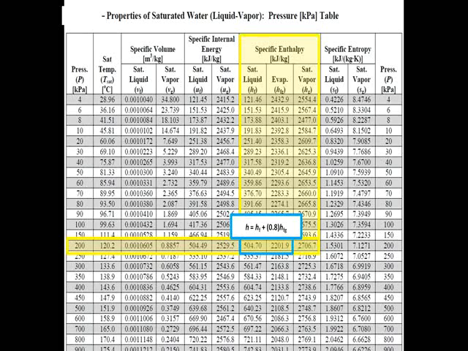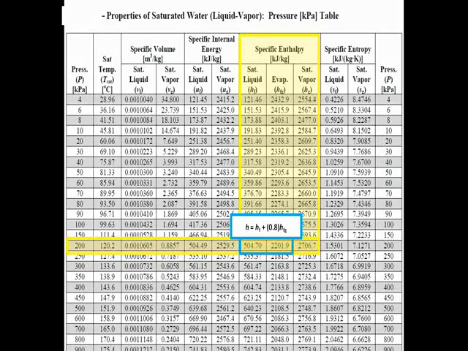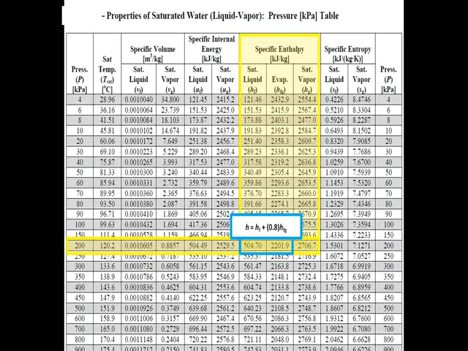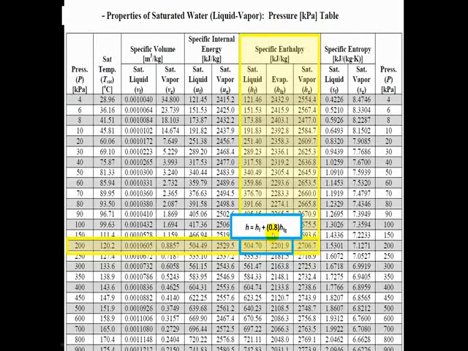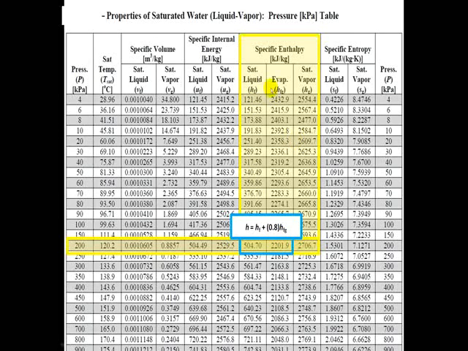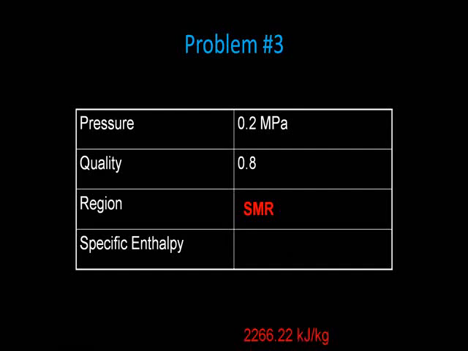So we're going to use the formula from our quality relations of table 4.1 on page 4-9, which states that enthalpy at our state is equal to the saturated liquid enthalpy plus our quality, which happens to be 0.8, times our enthalpy of evaporation, which is, in this case, 2,201.9. We plug that in, and we get 2,266.22 kilojoules per kilogram. Okay.